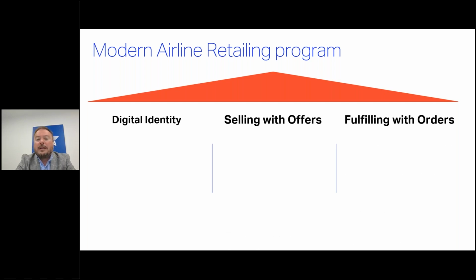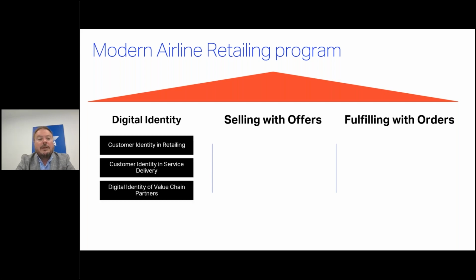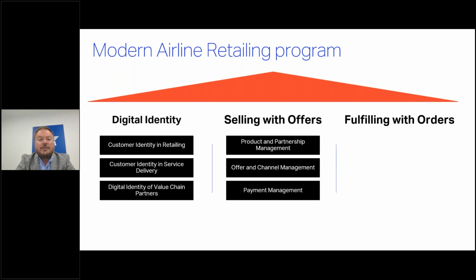Now we're looking at the end-to-end scope of MAR, and that includes sub-capabilities under digital identity. And if you can just click here, without getting into all of the details, that's just to show you what constitutes a part of the MAR scope. We're looking at selling with offers. That also includes 3 sub-capability pillars that talk about product and partnership management, offer channel management, and payment management.